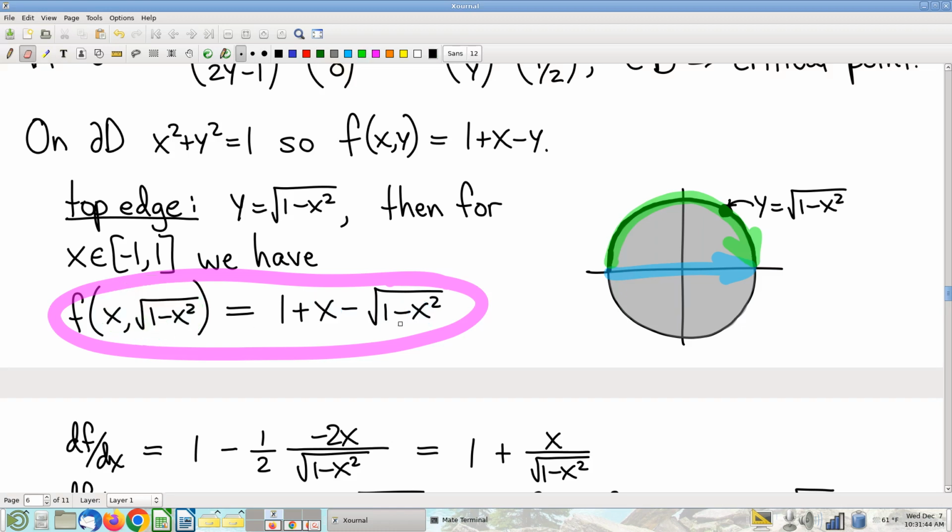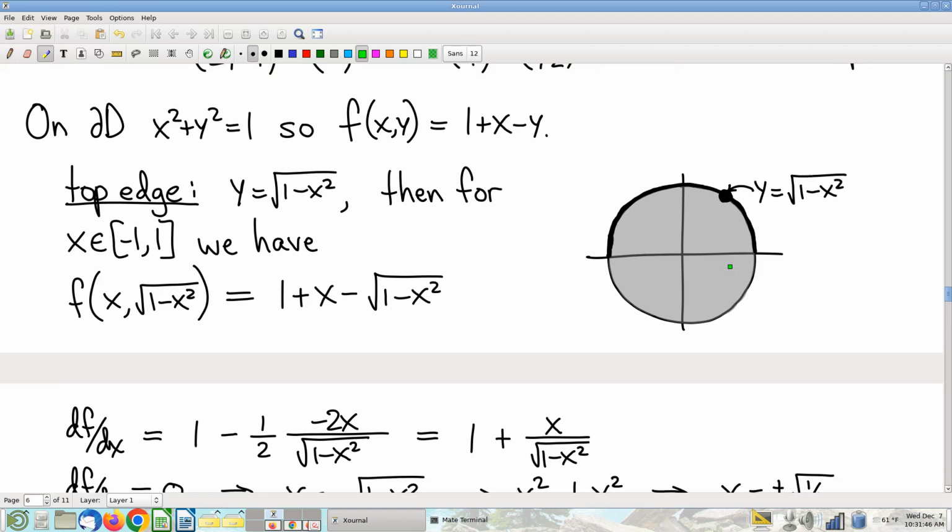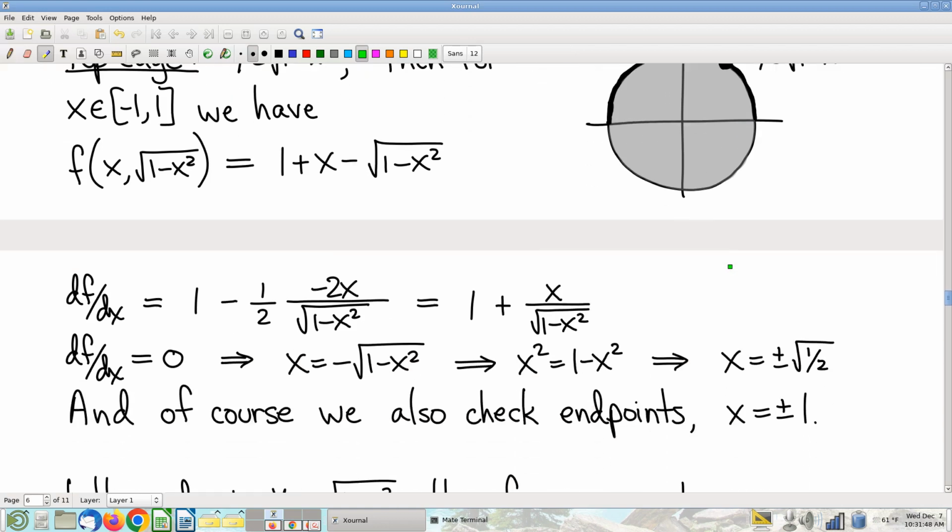I've got a single variable function of a single variable, so I take the derivative, set it equal to 0, and solve. Now, it's a little annoying. Taking the derivative, you're going to have a chain rule situation and a power rule with a fraction, which is annoying. But you come down and you get these two solutions, plus or minus square root of a half.